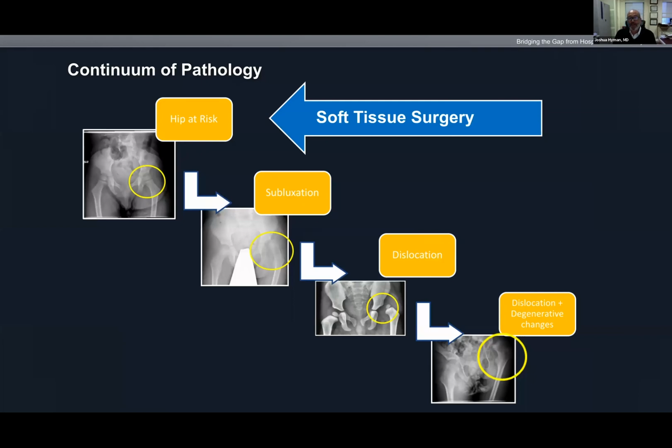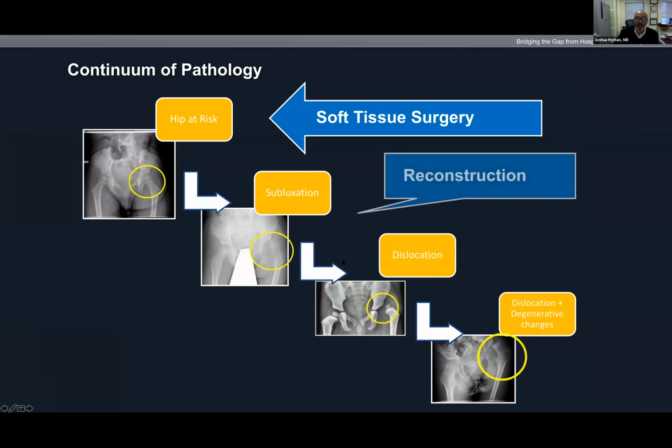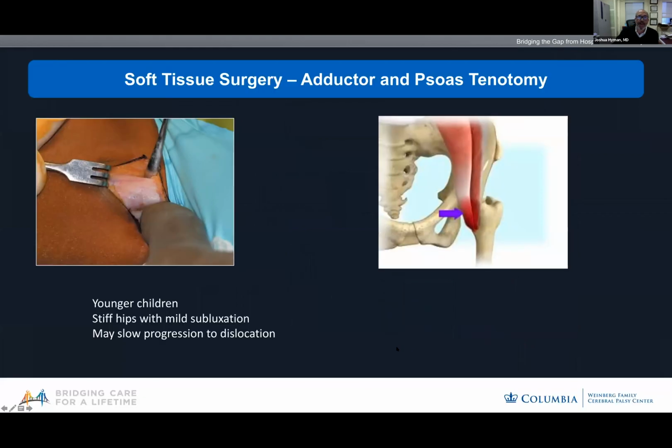Early on, we can often get away with just soft tissue surgery to try and protect the hip. Once the hips start to come out of the joint or come out of the joint completely, we can employ reconstructive measures to put the hip back in place and reform both the acetabulum and the femoral head. Unfortunately, once the hip is completely out of the joint and has begun to deteriorate and become painful and stiff, we really don't have much in the way of reconstructive options, and we're left with salvage surgery. And we're going to talk a little bit about each of these.